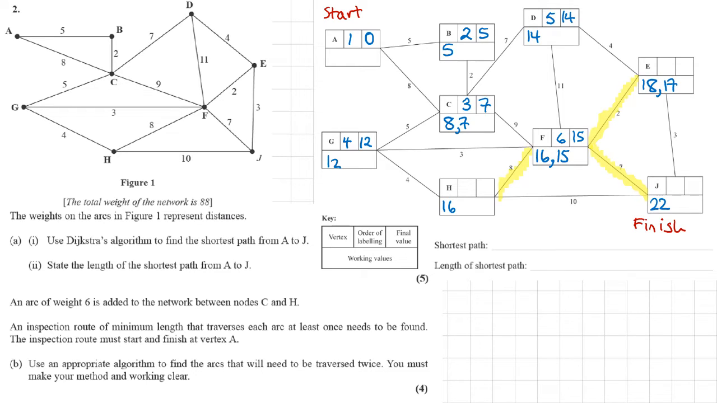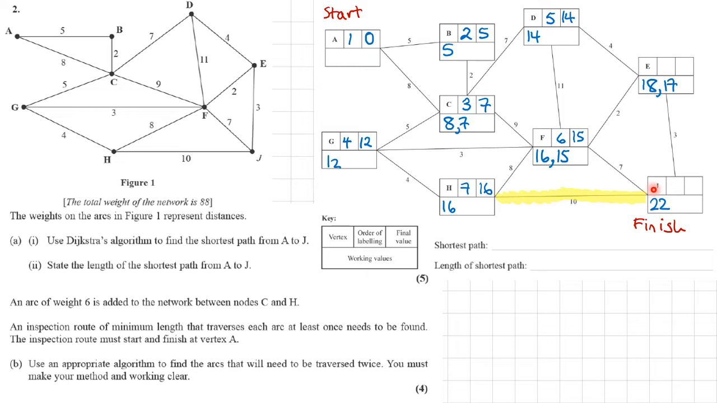Now, out of those three vertices, H, J and E, H has the lowest weight or distance, so I make its working value its final value, and that'll be the seventh vertex that I label. Now, the only vertex that's connected to H directly, which hasn't got a final label yet, is J. So if I did 16 plus 10, that's 26. Now, there's no point writing that down because that's a higher weight than the 22 I've got there.